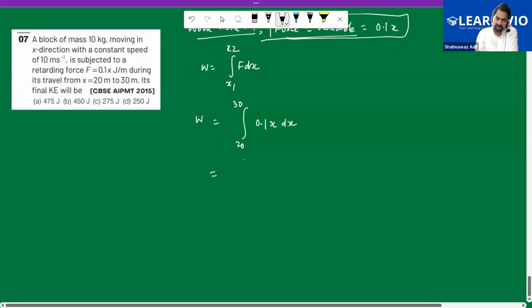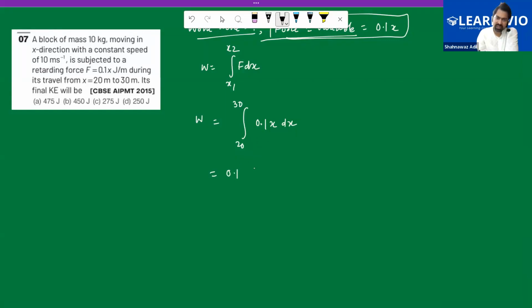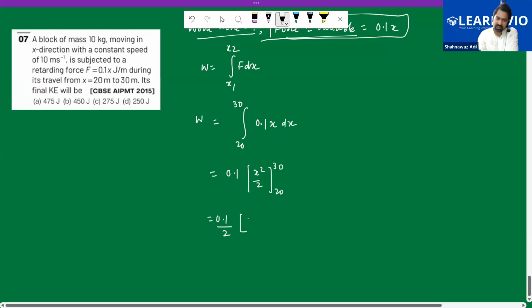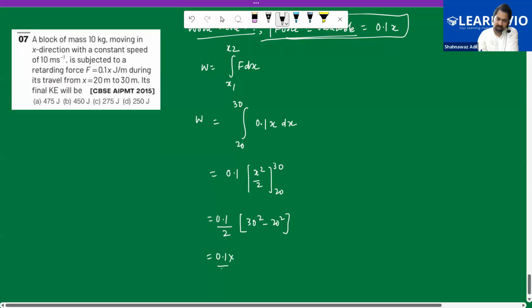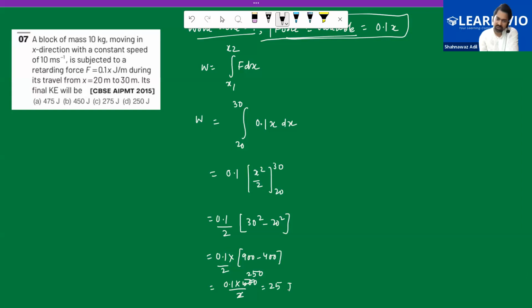So what would this be? 0.1 is a constant, it is taken outside. Then integration of x is x squared by 2, and the limits that we have to put are 30 and 20. So 0.1 by 2 is taken outside, then this is 30 squared minus 20 squared. How much is this? 0.1 by 2, 900 minus 400. So this is 0.1 and 500 by 2, which is 250, and then 0.1. So this is 25 joules. This is the work done.